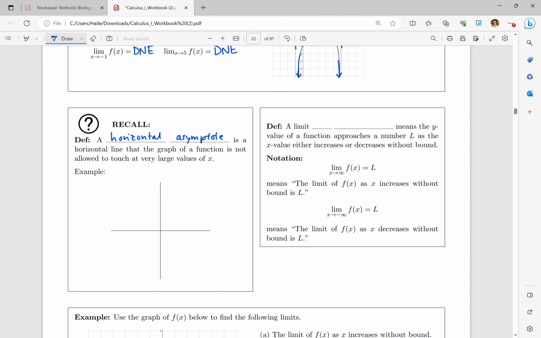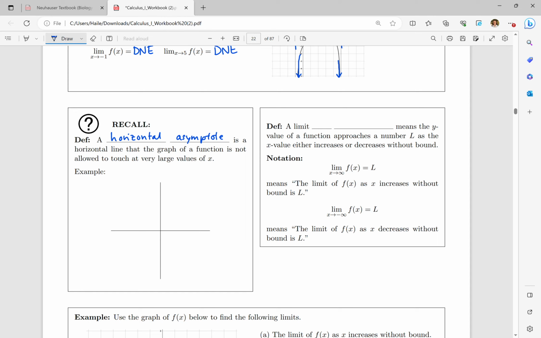is a horizontal line that the graph of a function is not allowed to touch at very large values of x. So a horizontal asymptote is a little different than a vertical one because the function can actually cross it, just not when x is like 1,000,000 or 1,000,000,000 or 10,000,000,000. So it might cross it very early on in your graph, but as it goes out toward infinity or negative infinity, if it's a horizontal asymptote, that's when it should settle on this line and never touch it.